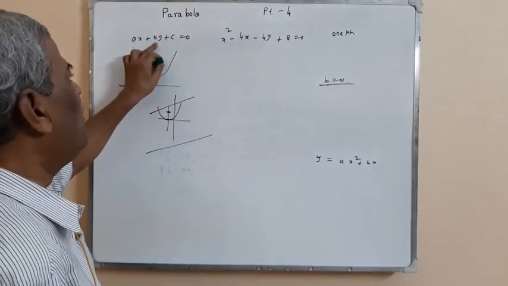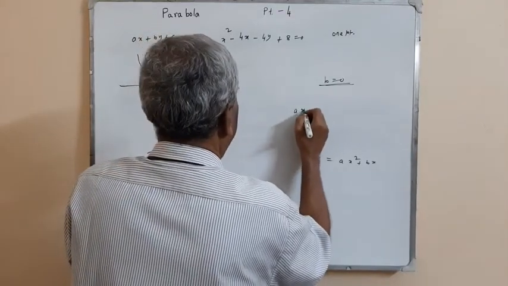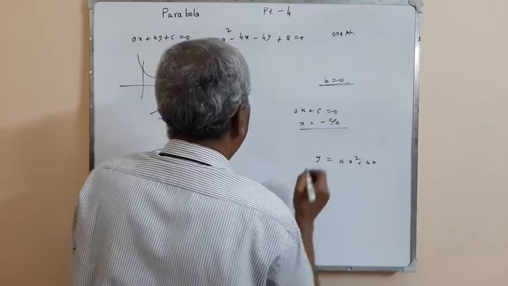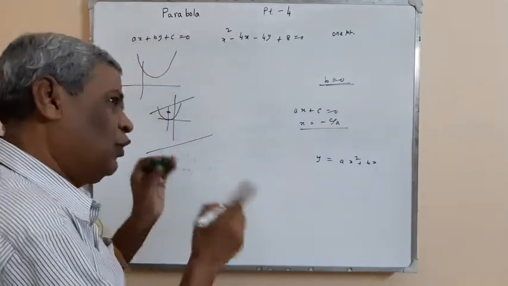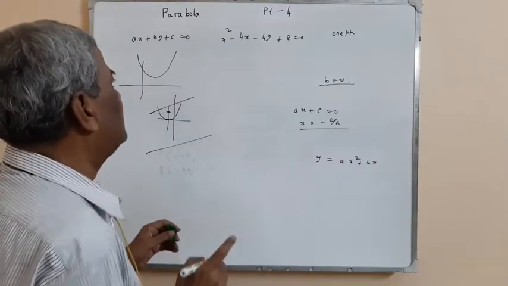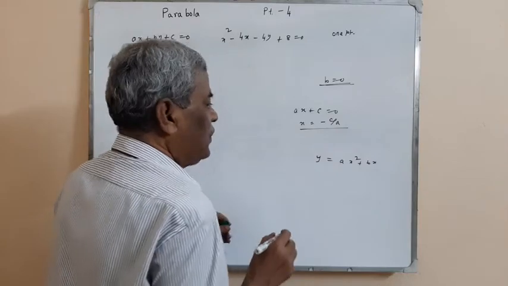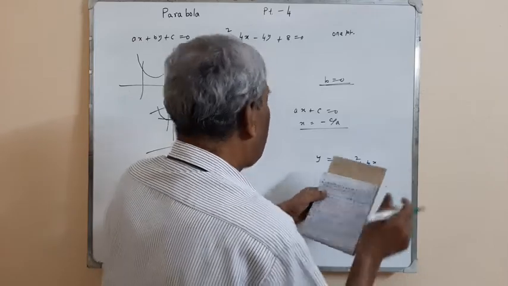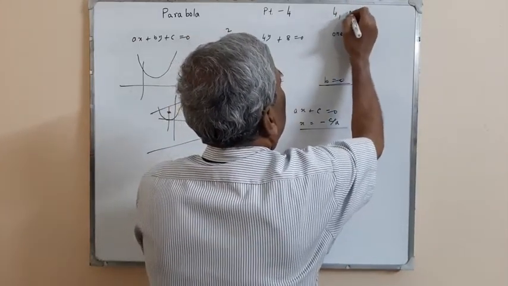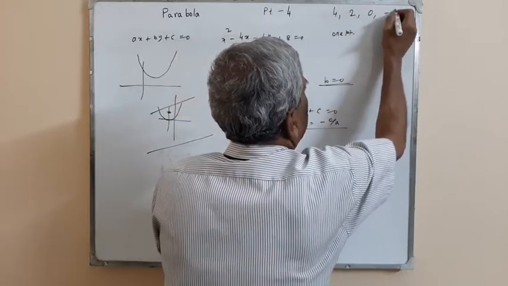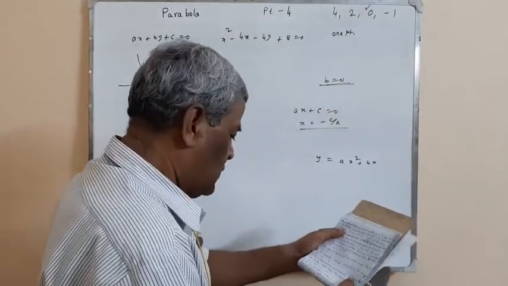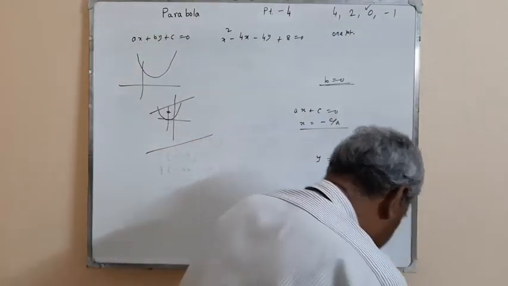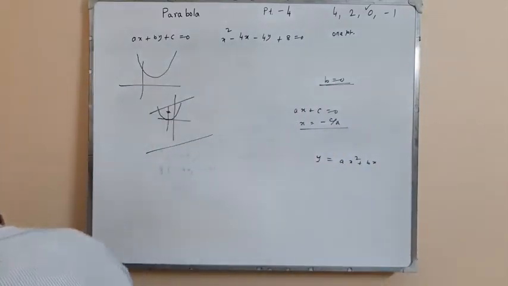If b is equal to 0, for all values of a and c, that is x is equal to minus c by a, it is parallel to the y-axis. So it will meet the parabola only at 1 point. So our answer is b is equal to 0. Oh, options are not given. Options are 4, 2, 0 and minus 1. So 0 is the correct answer. Okay, then take the next problem.